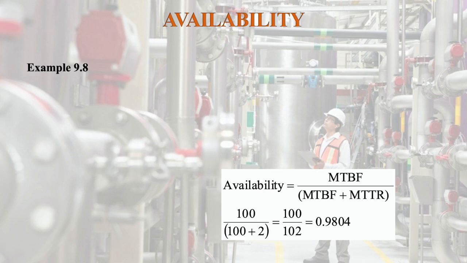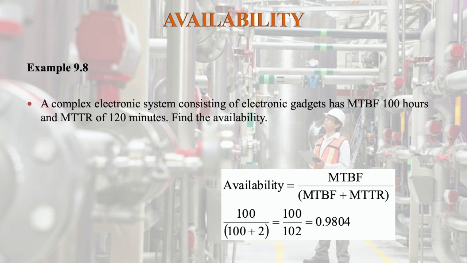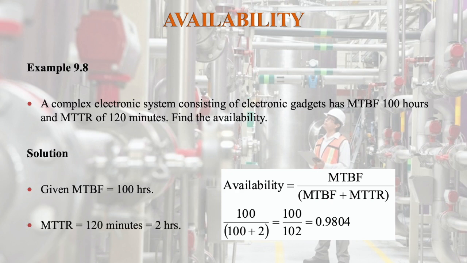Example: suppose a complex electronic system consisting of electronic gadgets has mean time between failure equal to 100 hours and mean time to repair of 120 minutes. Find the availability of the system. Here is the solution. Given MTBF is equal to 100 hours and MTTR is equal to 120 minutes, that is equal to 2 hours. So we have to convert into either hours or minutes. Now we have converted to hours.